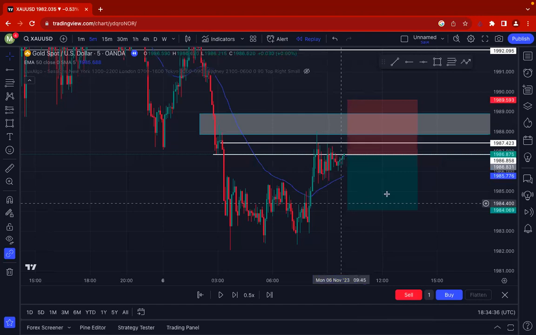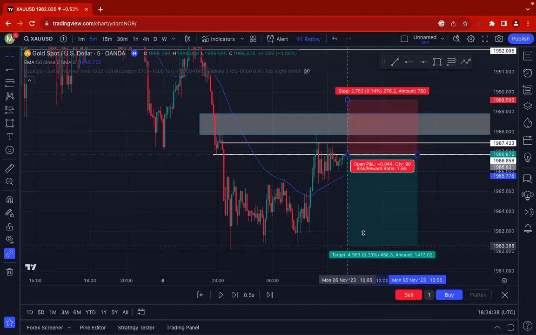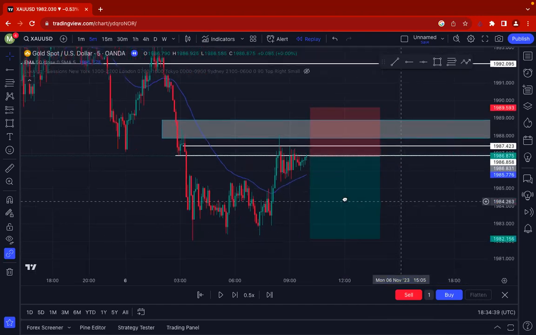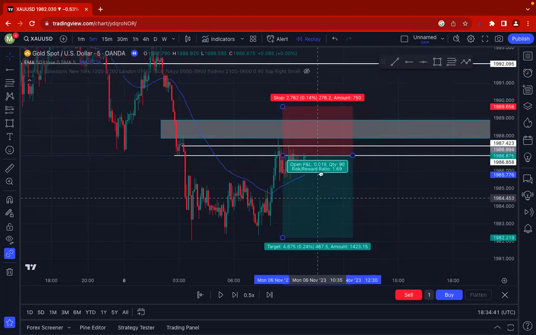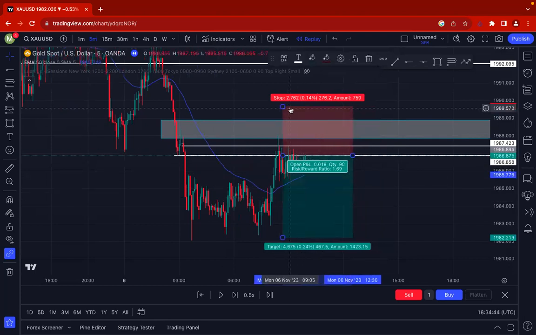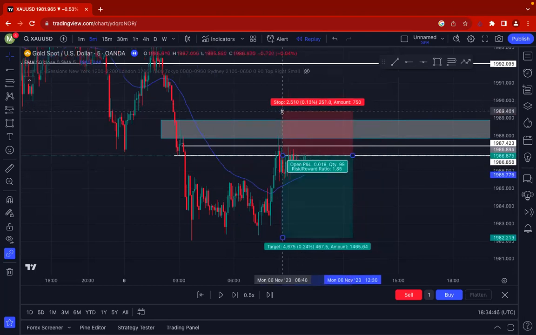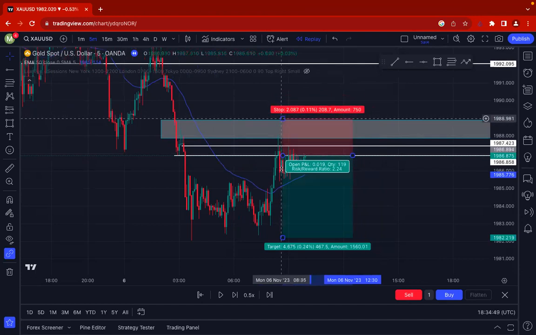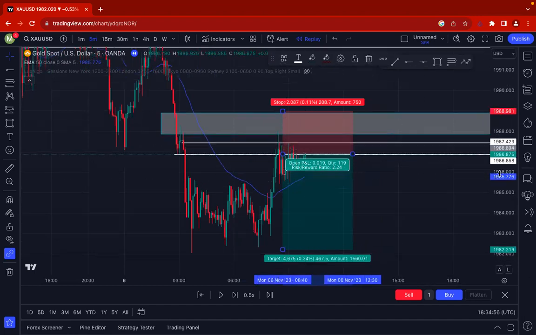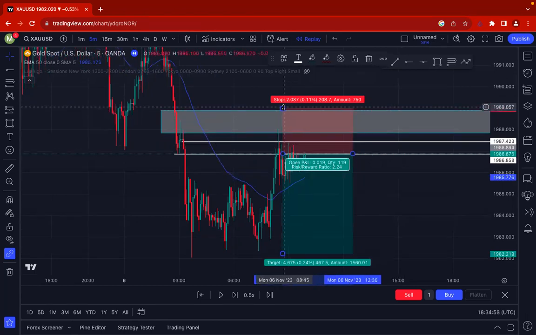Reason is, you have to target specific pips. Otherwise, you'll be getting stop losses over and over, and you'll be wondering what's happening. So let's say today, what time was this? This was around 10. Let's say today at around 10, I found gold here. Definitely, I'll be getting this entry from this zone. And let's see if it will get a stop loss or we'll get a take profit.